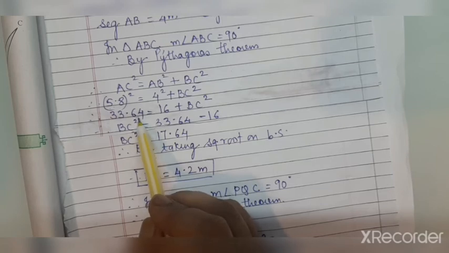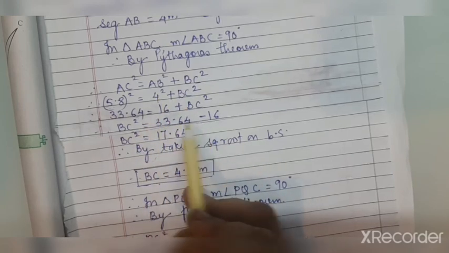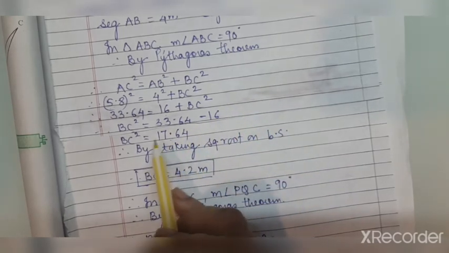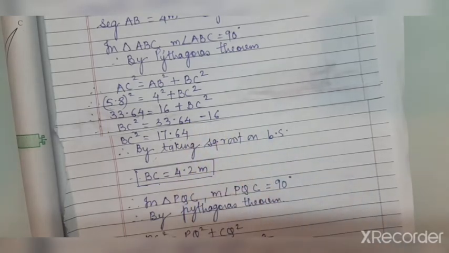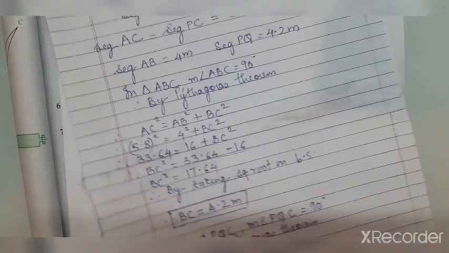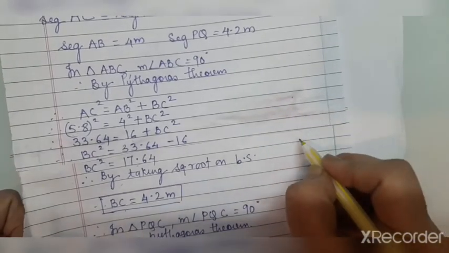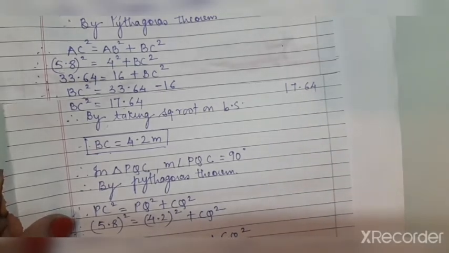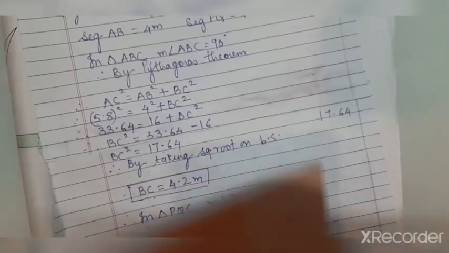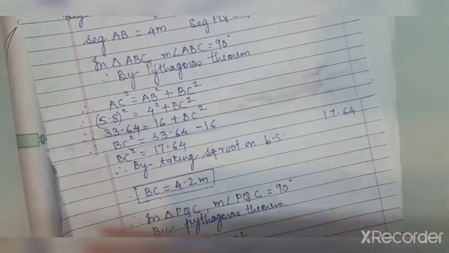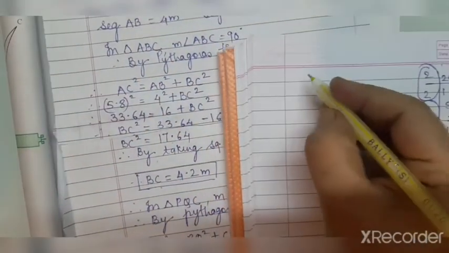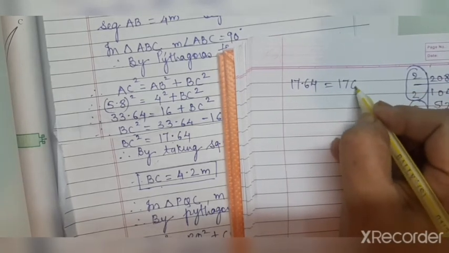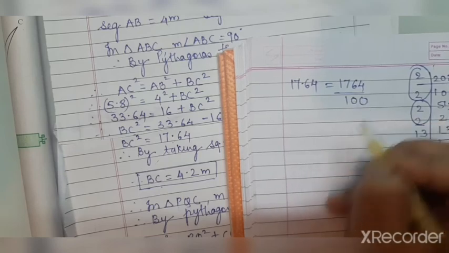And 4 square is 16. Then you subtract. When you subtract in the rough work, you get 17.64. Now to get the square root of 17.64 is also not difficult. What you can do is convert this 17.64. I will show it on the rough page. When you have to find the square root of 17.64, you can convert it to 1764 divided by 100.